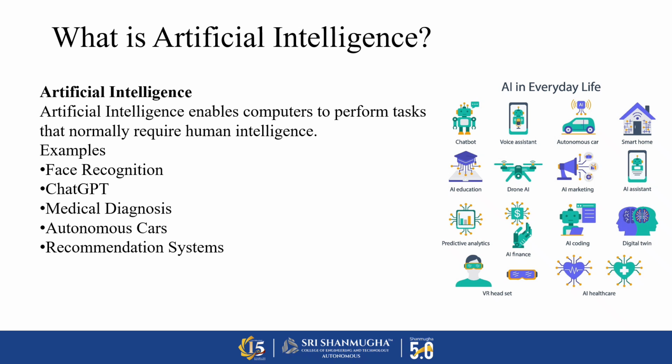So we all know that artificial intelligence enables a computer to perform tasks that require human intelligence. AI models can be used in chatbots, automation systems, agriculture, smart cities, drones. All these applications in this world are using artificial intelligence.